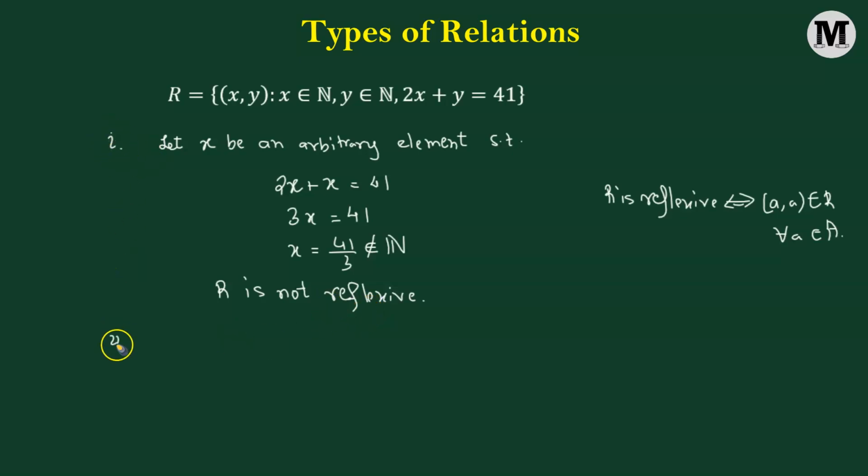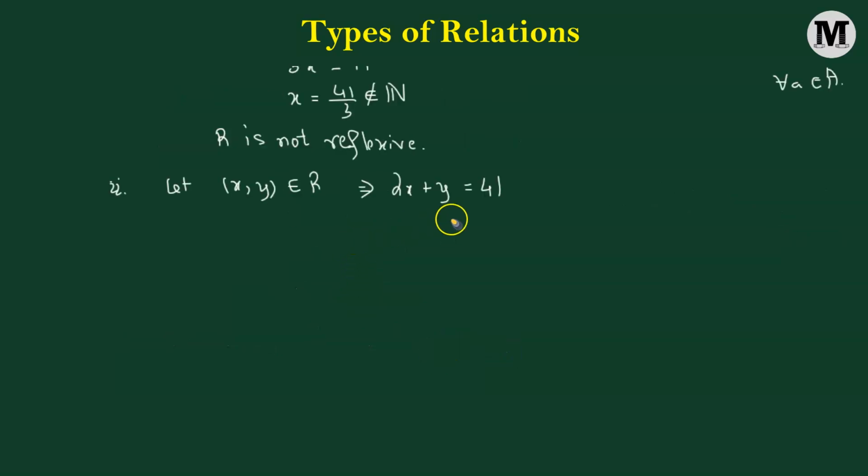Let's check for symmetry. Now to check for symmetry, we're going to consider the ordered pair (x, y) belonging to the relation R. Now, what does it imply? This simply implies that we have 2x + y = 41. Now, the definition of symmetry says that if we have an ordered pair (a, b) belonging to some relation R, then it must imply that (b, a) belongs to the relation R.